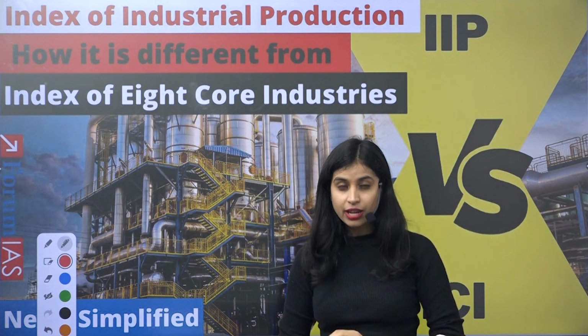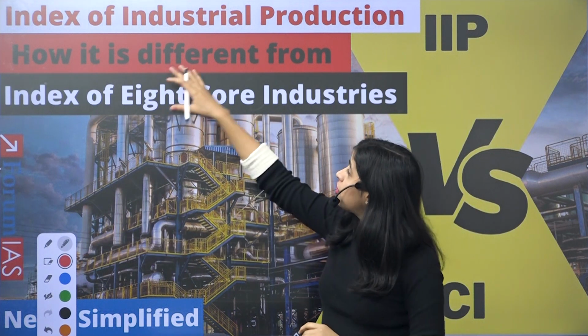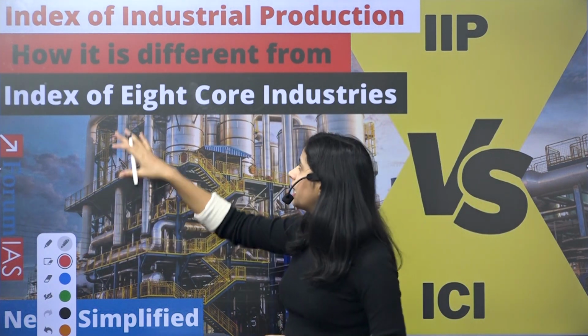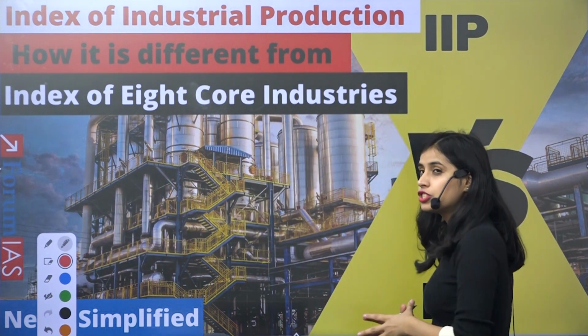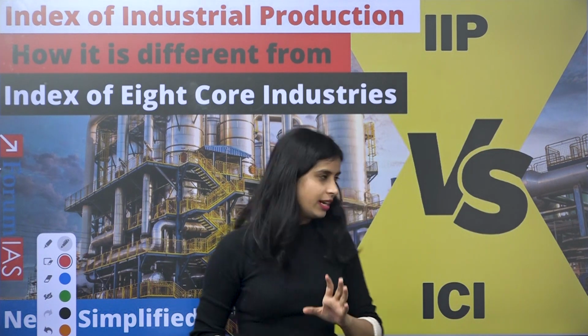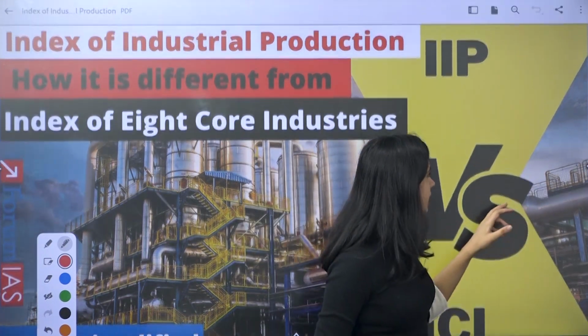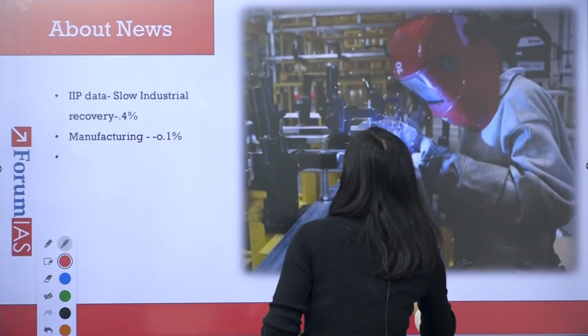But along with that, we will discuss how the Index of Industrial Production is different from the Index of 8 Core Industries, which also sometimes is in the news, and sometimes you confuse IIP with ICI. So in this video, we will discuss the IIP in detail, and then we will differentiate between the two indicators. Now let's move ahead and try to understand this entire IIP thing first.